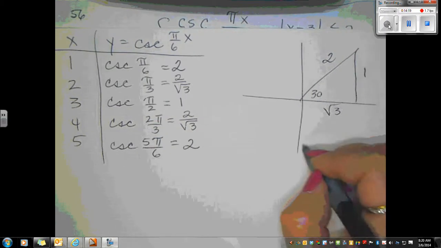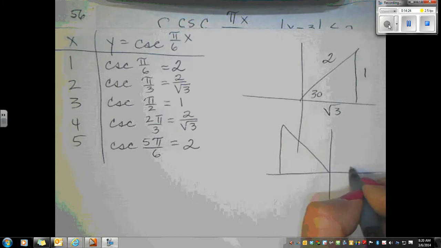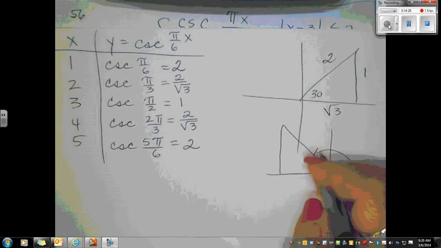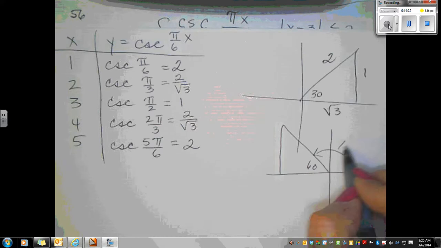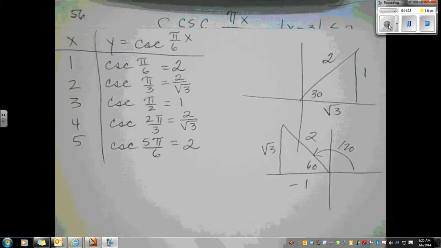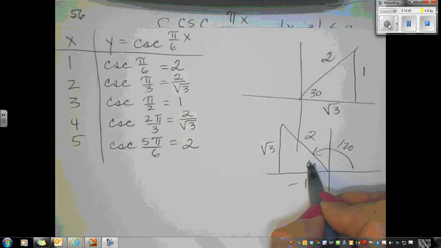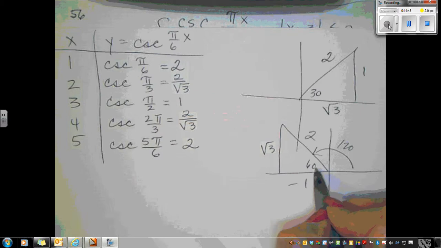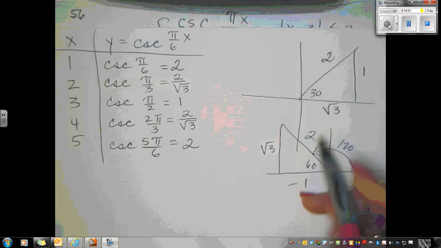I should not have to draw this picture. This is 120, so this would be 60. Right? So this is radical 3, this is 2, this is negative 1. Sine and its reciprocal cosecant are still positive in there. And if this was 120, the cosecant of 120, which is 2 pi over 3, by the way, is what? 2 over radical 3.